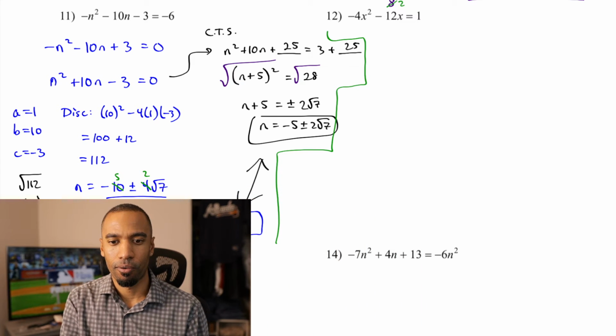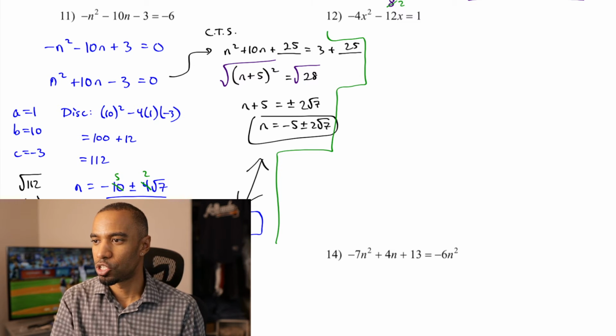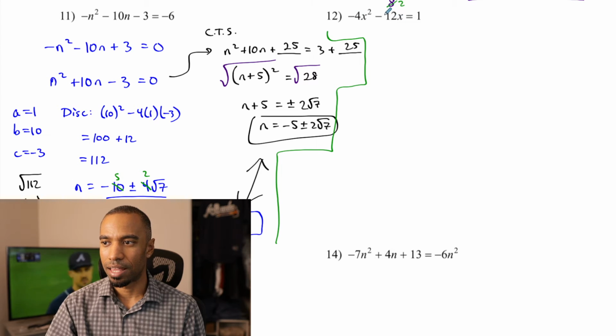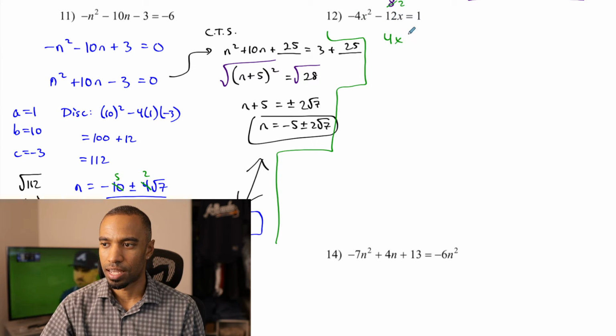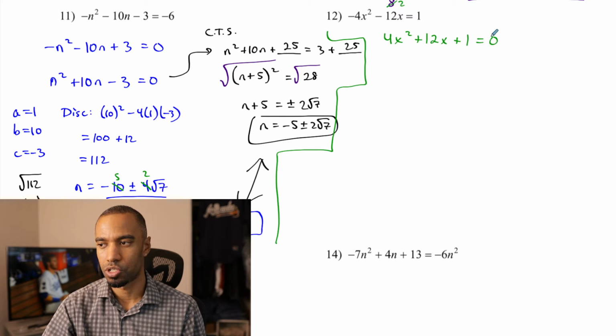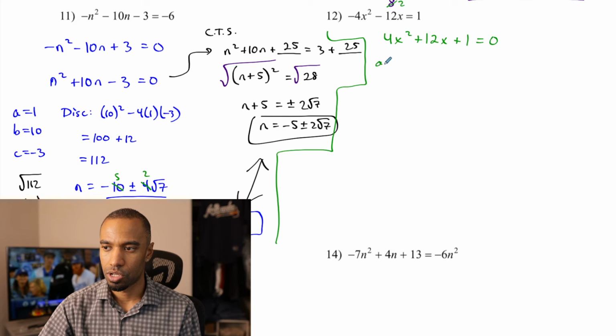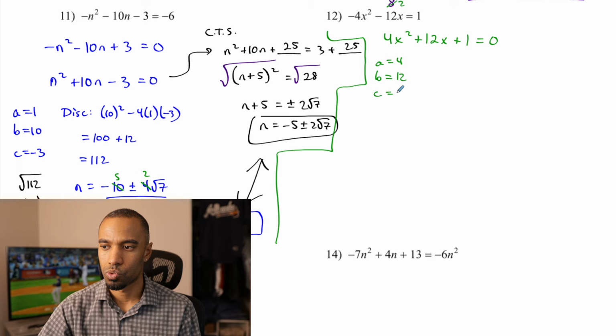Number 12. Negative 4x squared minus 12x equals 1. Hey, let's set it equal to 0. If you don't mind, I'm going to add the 4x squared and the 12x to this side. So 4x squared plus 12x plus 1 equals 0. Remember, it doesn't work unless you're set equal to 0 in standard form. No greatest common factor, so we'll go ahead and work with this. A is 4, B is 12, C is 1.